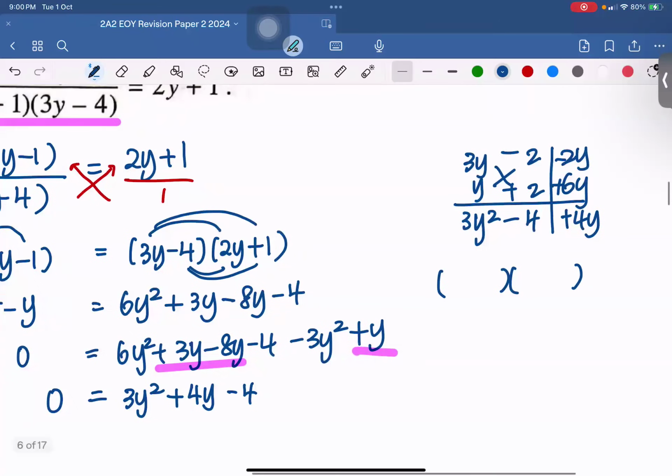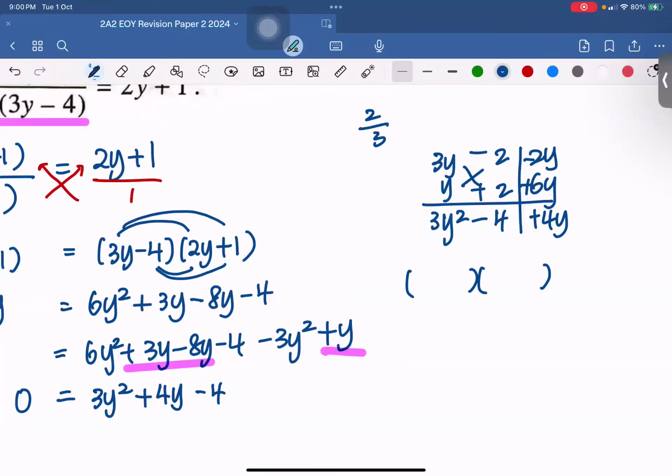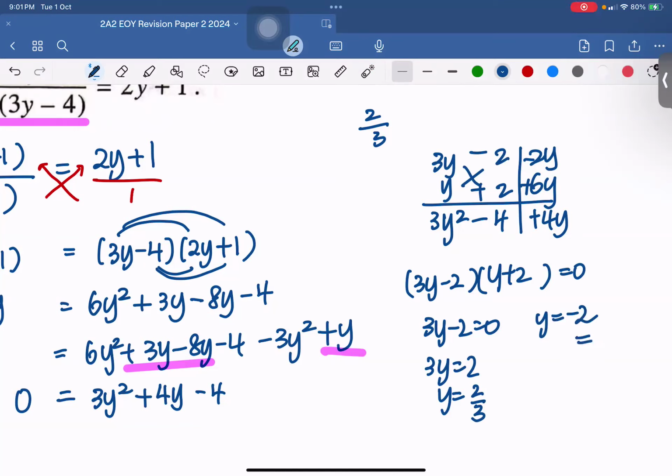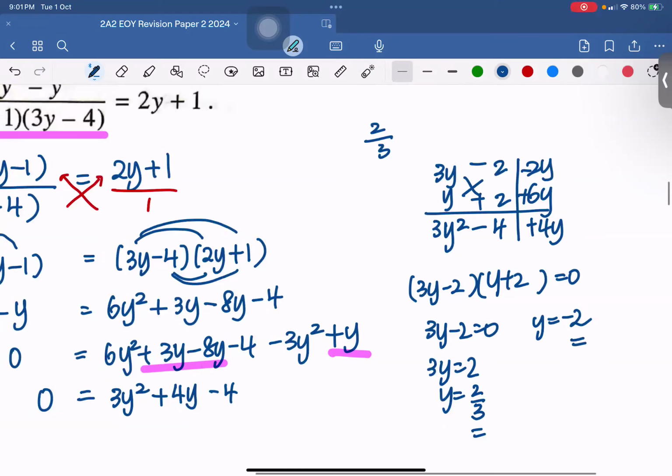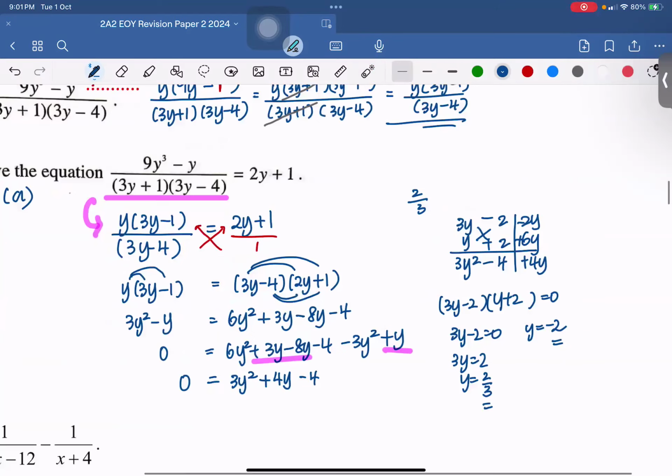Using mode 5, 2, 2, the calculator will give you 2 over 3 and negative 2. The 3 goes with the y, so this one is 3y minus 2, and y plus 2, each equal to 0. There are two answers. We've done quite a number of algebra questions for this kind of quadratic equation already.